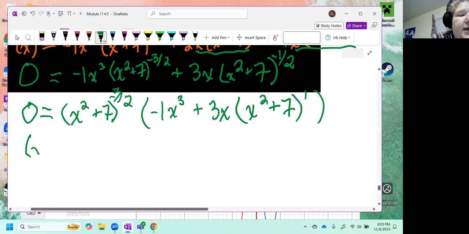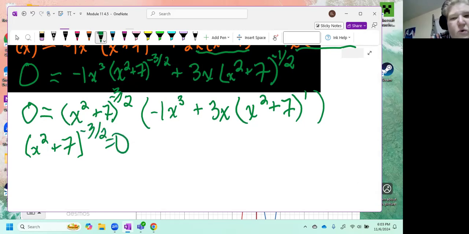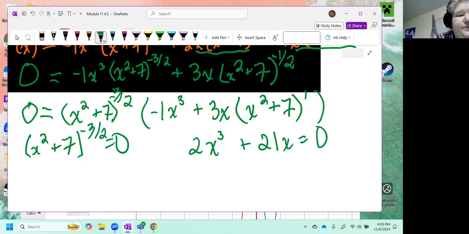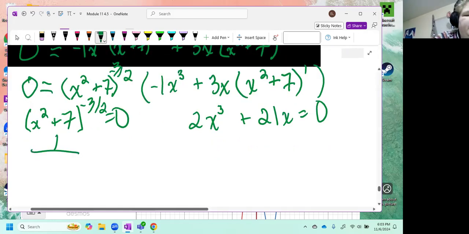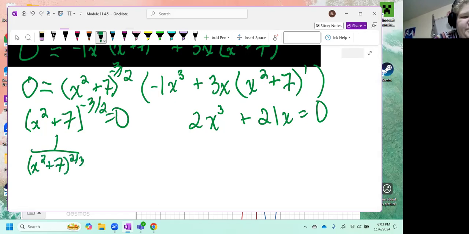All right, so I have (x² + 7) to the -3/2 equals 0, or this will be 3x³ minus 1x³, will be 2x³ plus 21x equals 0. So this guy over here, if I raise both sides to the -2/3, the fact that it's negative, a negative power, is problematic. So this is really 1 over (x² + 7) to the +2/3.